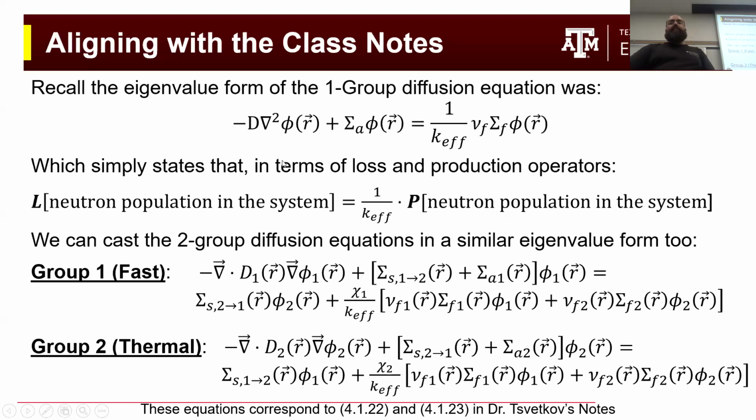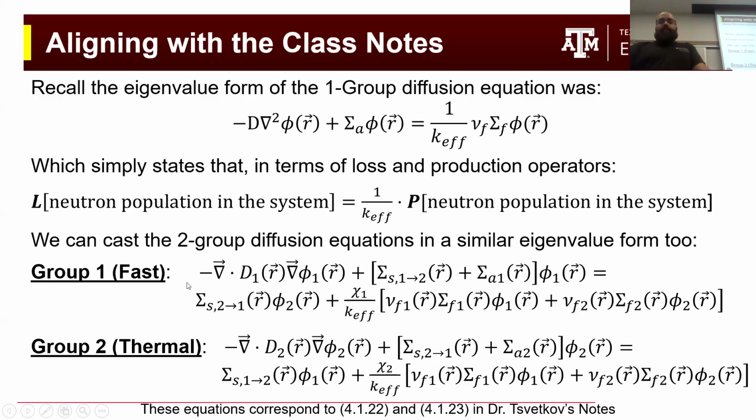So if I think about it as an operator form, then I can rewrite those two group diffusion equations in an operator form with my k effective eigenvalue being added. So this is the two group diffusion equations as k eigenvalue problems. This basically just says my loss operator times my flux equals 1 over k effective times this gain operator acting on my scalar flux.